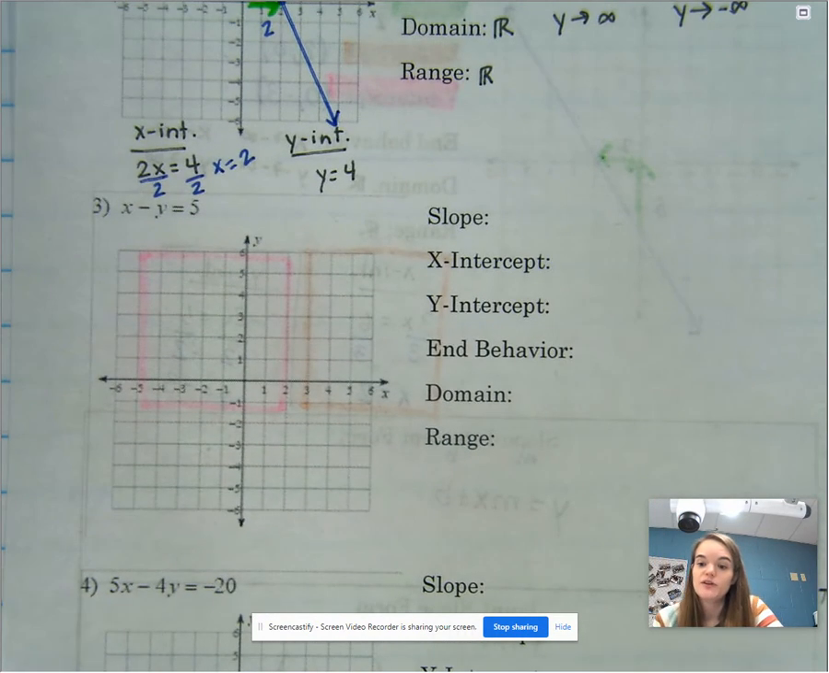I want you to pause the video and do 3 and 4. 3 and 4 are all standard form. You need to pause it and try those on your own.